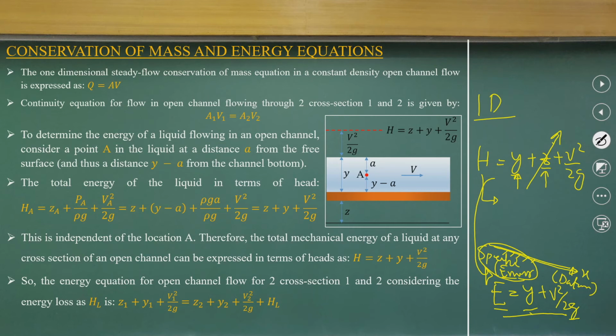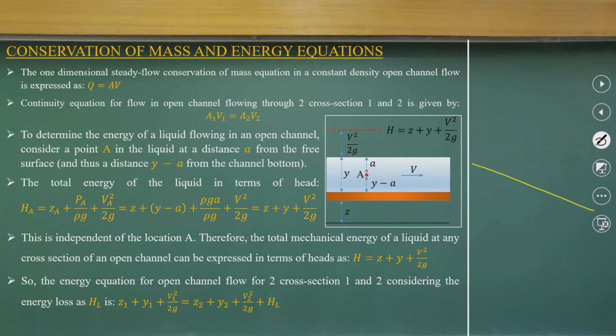Now, as we did in the case of pipe flow, we can apply the same concept. I have a channel and I have this free surface, which is the hydraulic gradient line. I have this energy gradient line. If I consider two sections, section 1 and section 2, and I draw a line here, this is my energy loss.